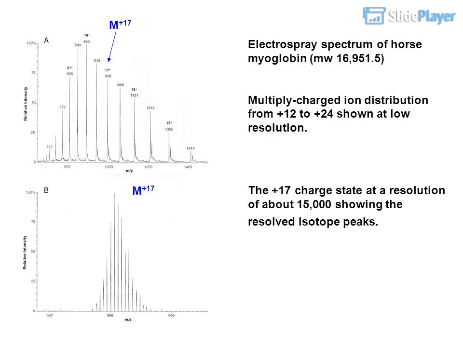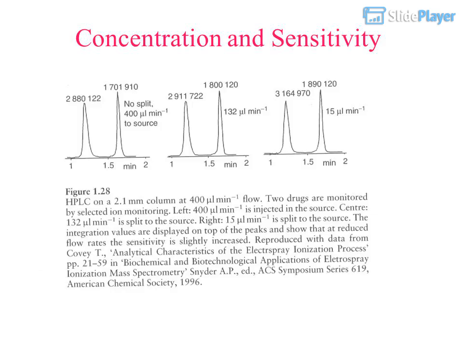Electrospray spectrum of horse myoglobin, MW 16951.5. Multiply charged ion distribution from +12 to +24 shown at low resolution. The +17 charge state at a resolution of about 15,000 showing the resolved isotope peaks. Concentration and sensitivity.